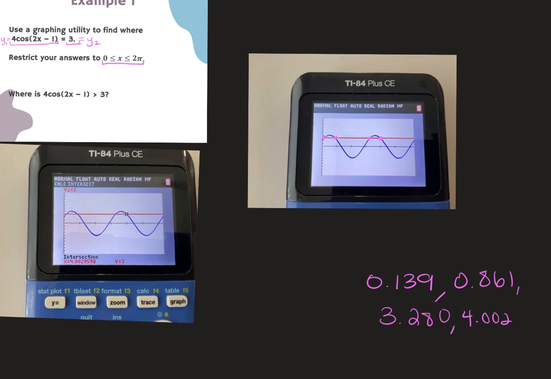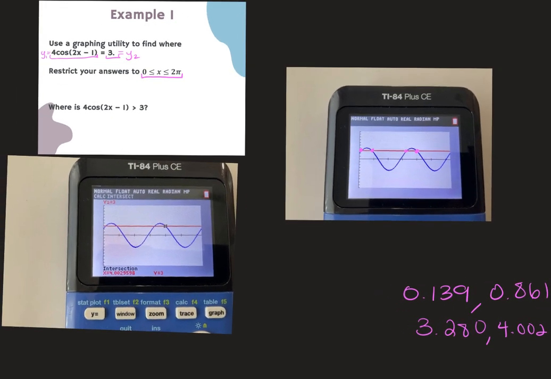Okay, so that answers the first part. What are the 4 times? Well, we know it's 4 times: 0.139, 0.861, 3.280, and 4.002. Then the second part says where is cosine greater than or equal to 3?